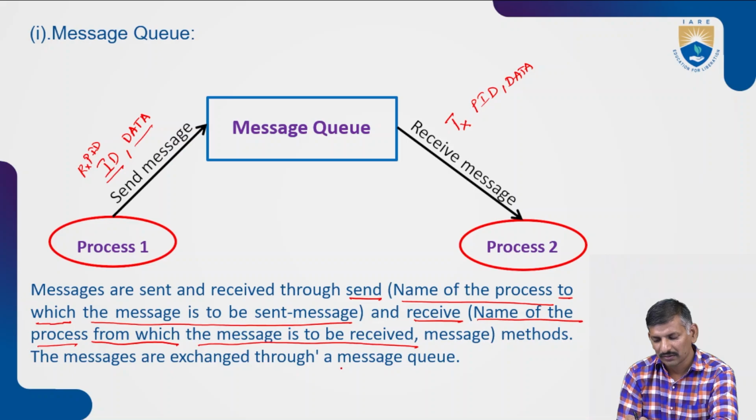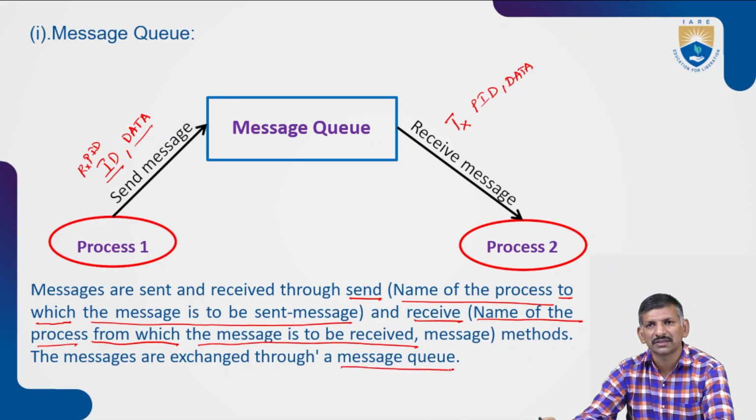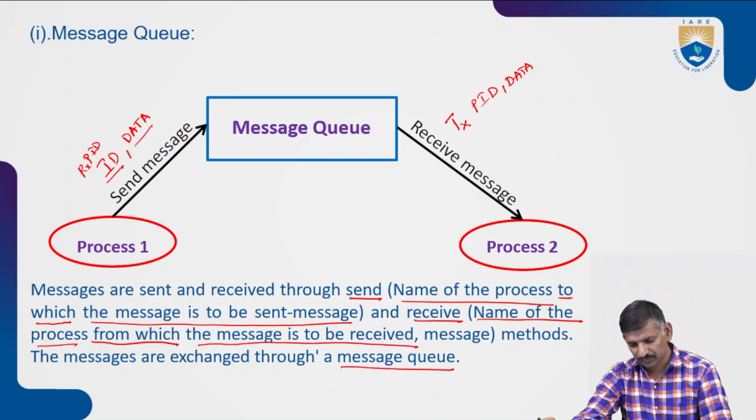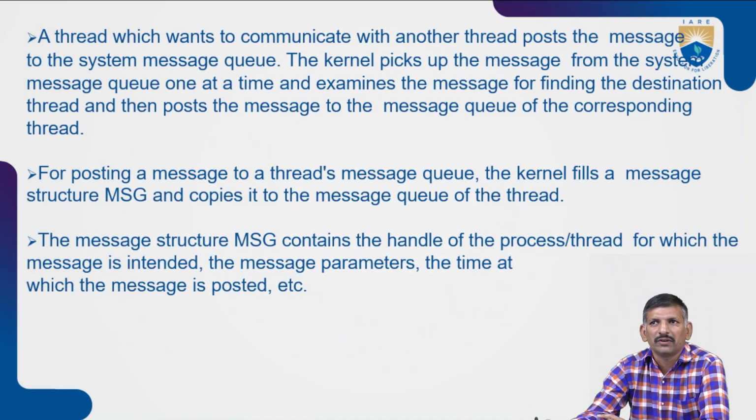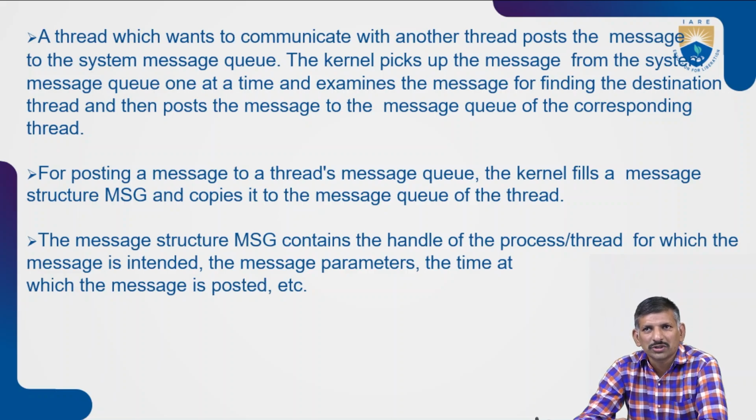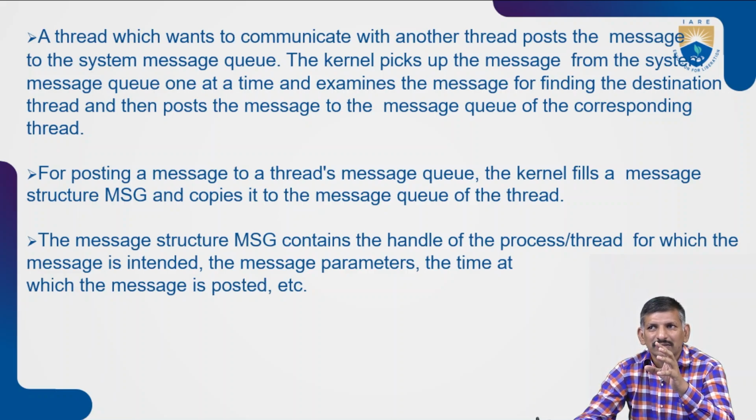Through a message queue. A thread which wants to communicate with another thread posts the message to the system queue. The kernel picks up these messages from the system message queue one at a time and examines each message to find the destination thread, and then posts that message to the message queue of the corresponding thread. Each process has its own message queue.